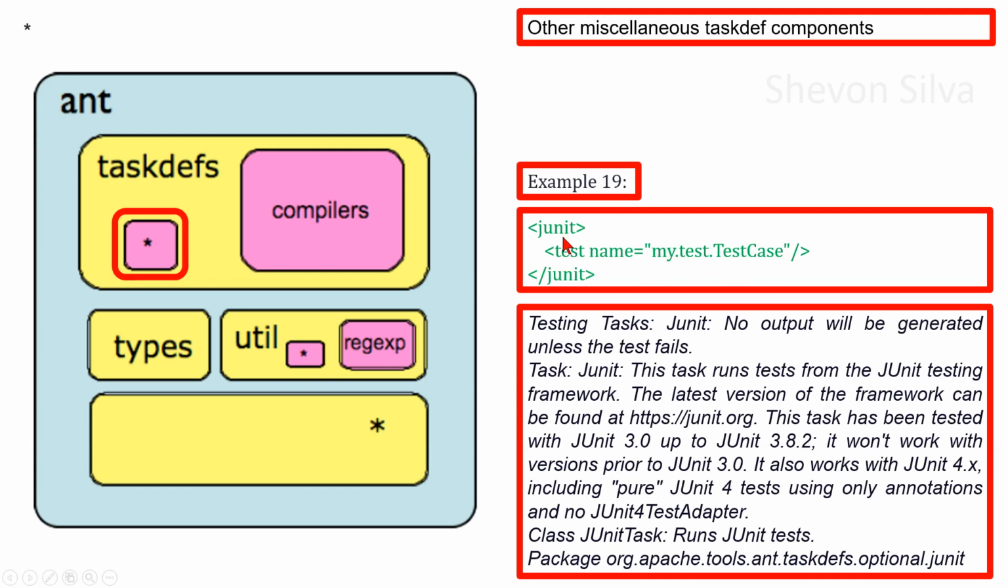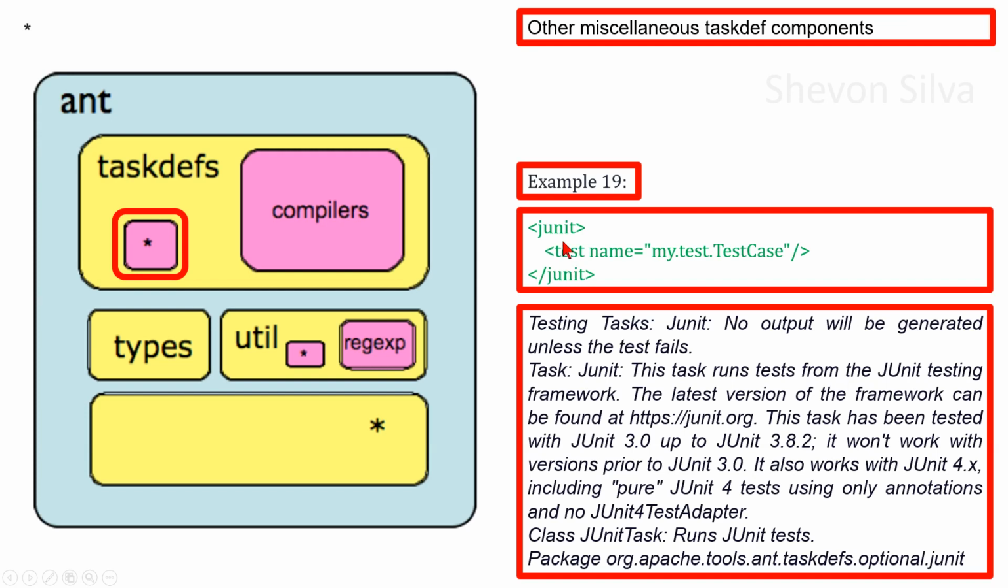The latest version of the framework can be found at https://junit.org. This task has been tested with JUnit 3.0 up to JUnit 3.8.2. It won't work with versions prior to JUnit 3.0. It also works with JUnit 4.x, including pure JUnit 4 tests using only annotations and no JUnit 4 test adapter.